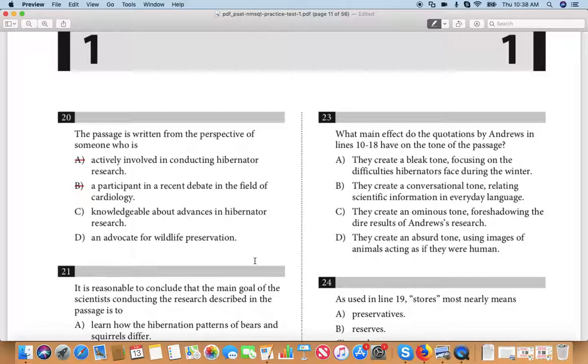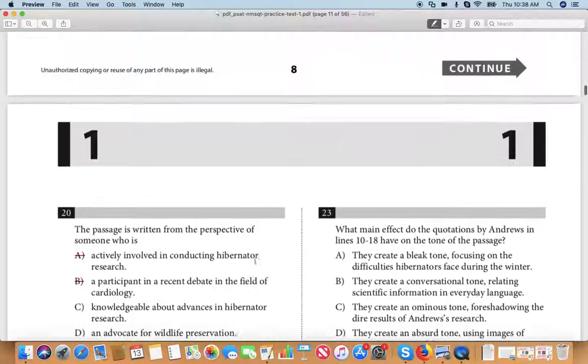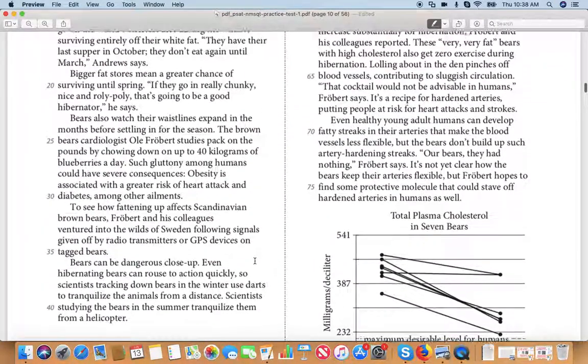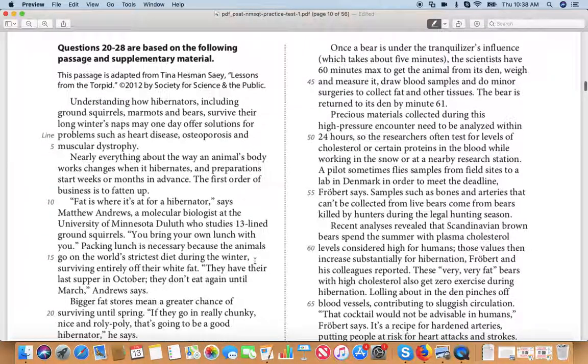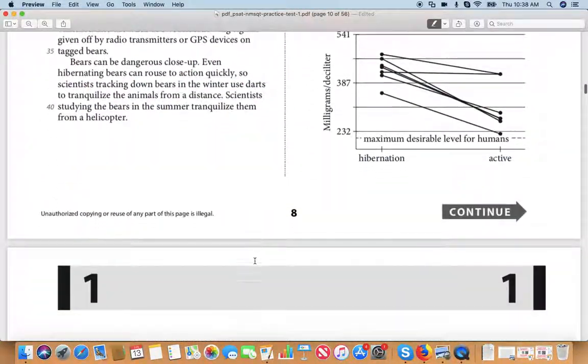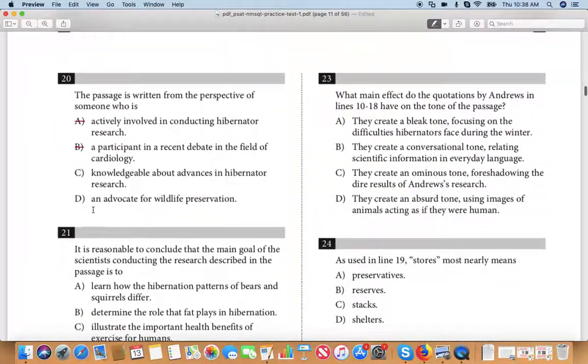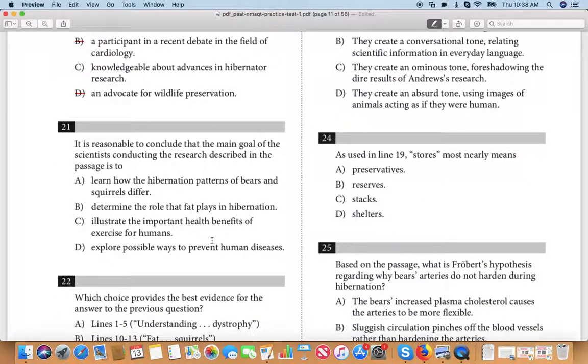Let's try D. An advocate for wildlife preservation. I don't think that's it. I just don't see any evidence for it. None. And it may be true. It may be reasonable. But there's no evidence for it. None. So it's C. Does that make sense?